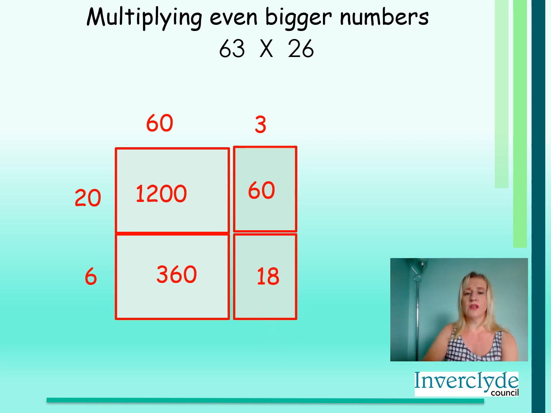All that's left to do now is to add up all of those numbers. 1,200 plus 360 is 1,560. Add on another 60 is 1,620, and then add on another 18, 1,638. Why not try out some of the bigger sums if that's what you've been working on using this area model? It really does help.